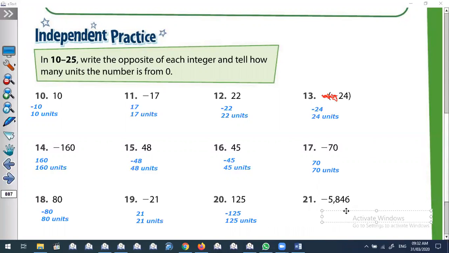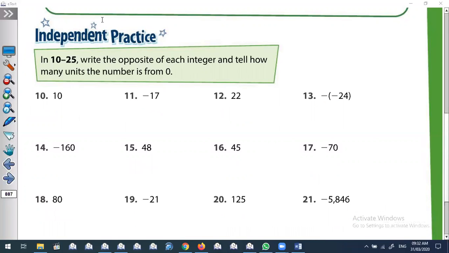What is the opposite of negative 5,846? It's positive 5,846. What is the distance? The distance from 0 is 5,846 units.